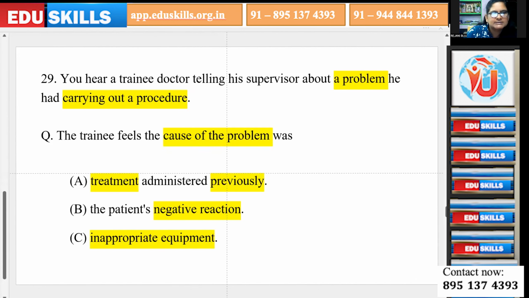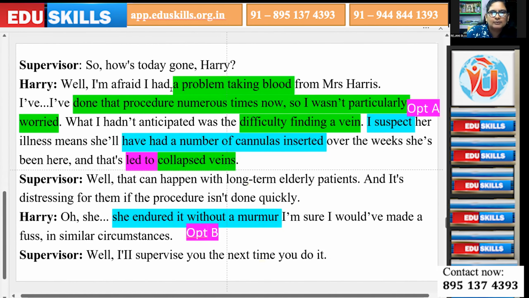Okay, now let's see the script. He is telling that a problem taking blood. So that's the problem. Now let's see. Done that procedure numerous times now. So if we have practiced many times, we won't have any particular problem. That means he has also done it numerous times. That means he is not bothered about doing that particular procedure because he is experienced. So I wasn't particularly worried.